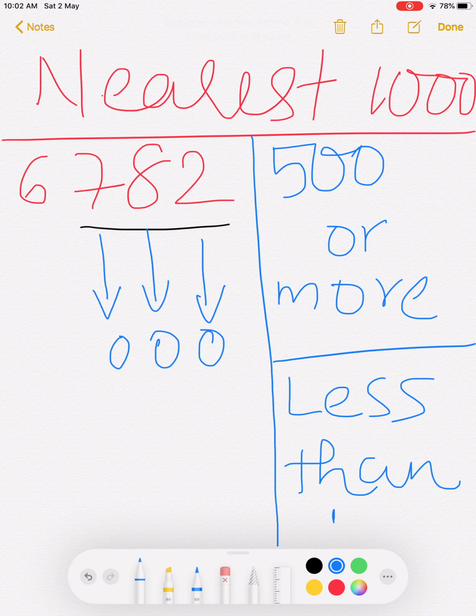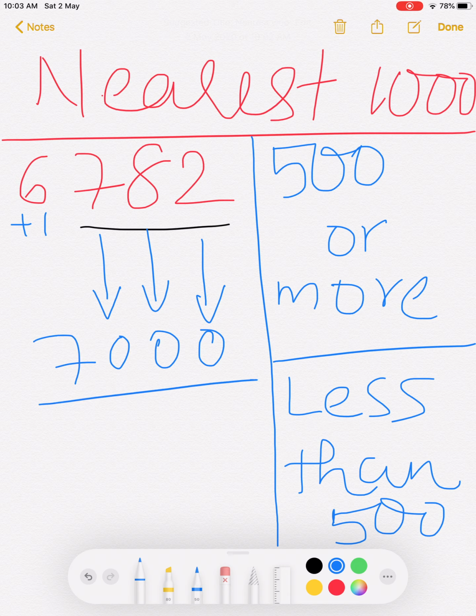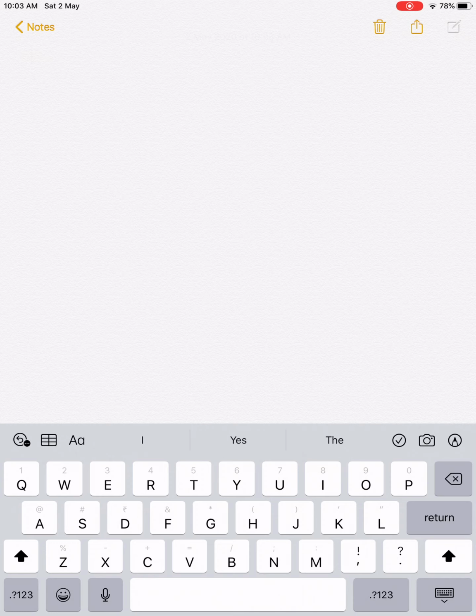Here you see, the number made by ones, tens and 100 is 782. 782 is more than 500, so if it is more, then we know we add 1. So 6 plus 1 is 7. Is it clear? In whichever place we are rounding off, in that place we give the addition. Is it clear?